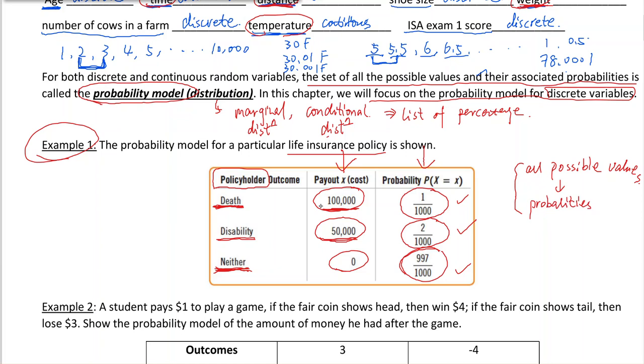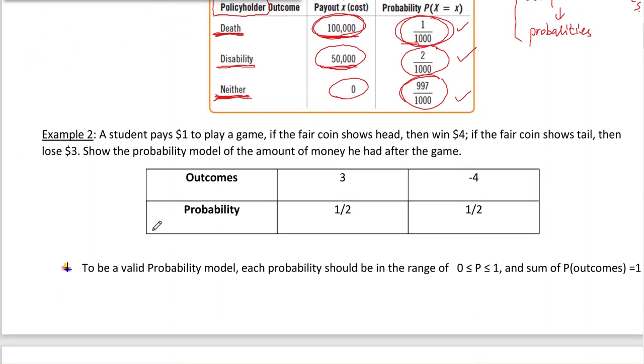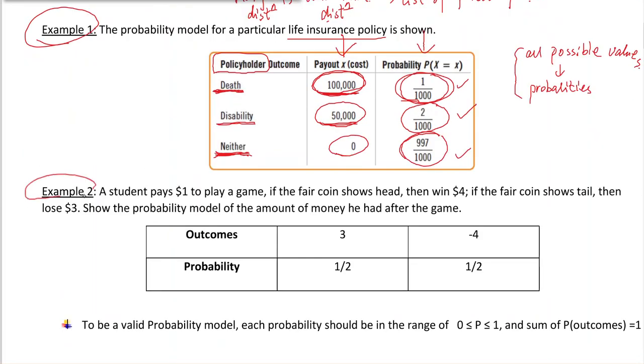Right, so you have the possible outcome and their corresponding probability. All right, so now let's look at a second example. A second example is saying that a student pays $1 to play a game. So what is this game? Actually, it is a very easy game. You just flip the coin, right?